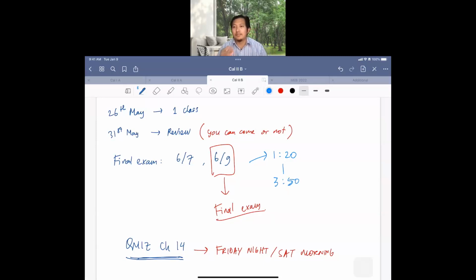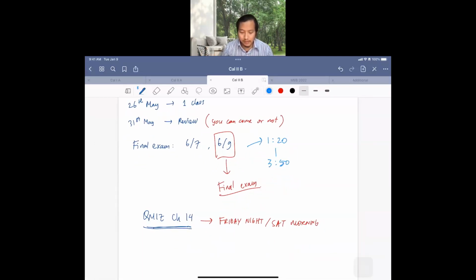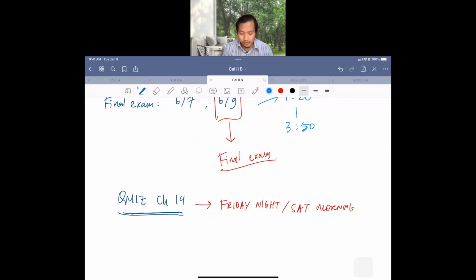So you need to prepare paper, pens, calculator. You can open your notes and you can prepare your notes very well, okay, for the final exam. And chapter 14 for quiz will be on, yeah, if not Friday night, Saturday morning, or maybe Sunday. But probably Saturday morning, probably.